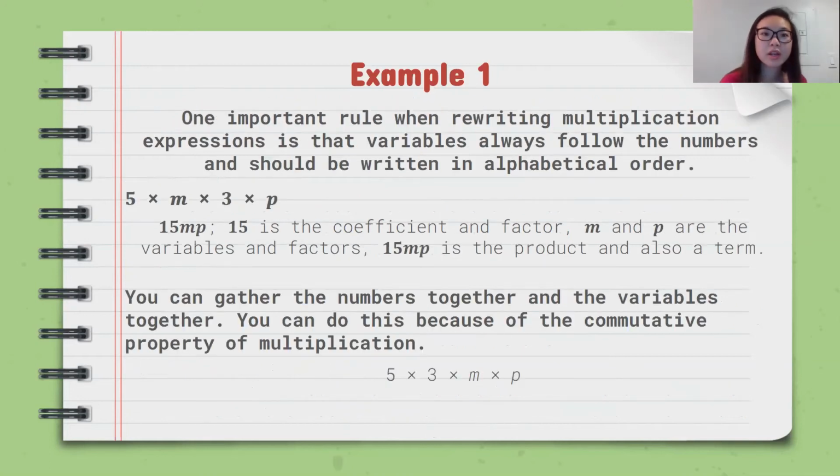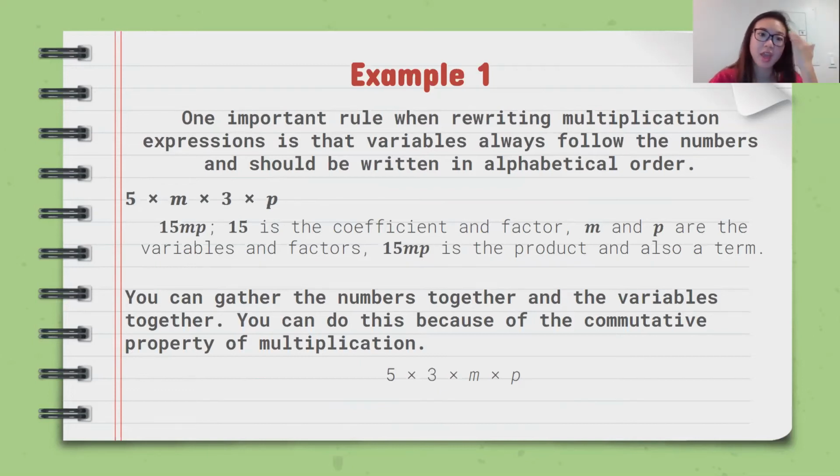Moving forward, we have another example. One important rule when rewriting multiplication expressions is that variables always follow the numbers and should be written in alphabetical order. In our example here, we have 5 times m times 3 times p. So we can combine, again, the numbers. 5 and 3, we can multiply them together, and then M and P, we write them in alphabetical order.